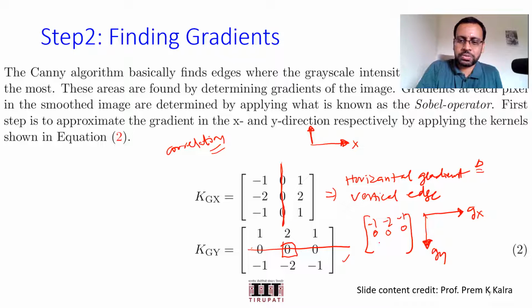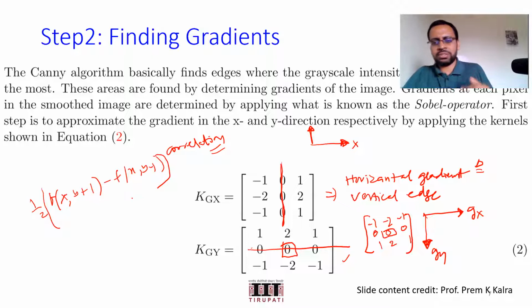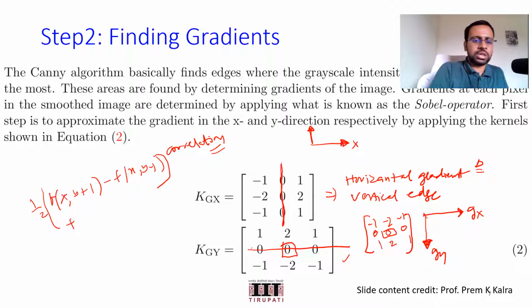See here, how do you do that? Let's say your image is F. This is your X, Y origin. So F of X comma Y plus 1, minus F of X comma Y minus 1, whole divided by 2. But that will be for the center; you do similar stuff for these two also. So that will become F of x minus 1 comma y plus 1, minus F of x minus 1 comma y minus 1, plus, you could write the other terms also.